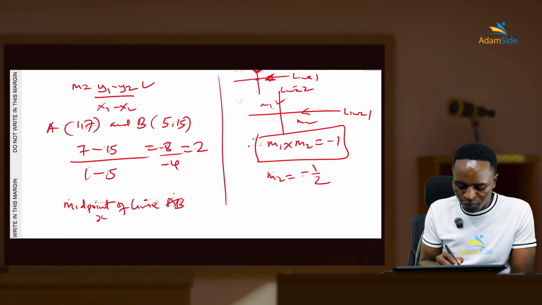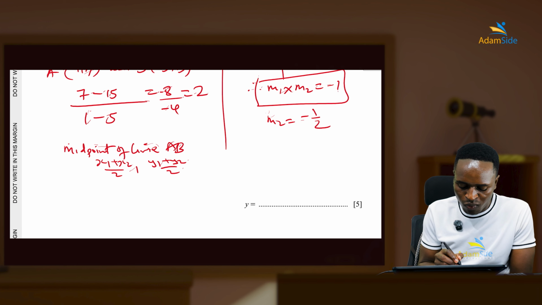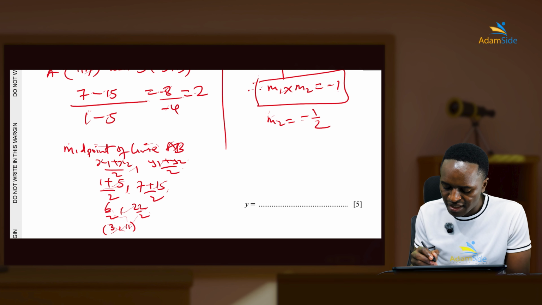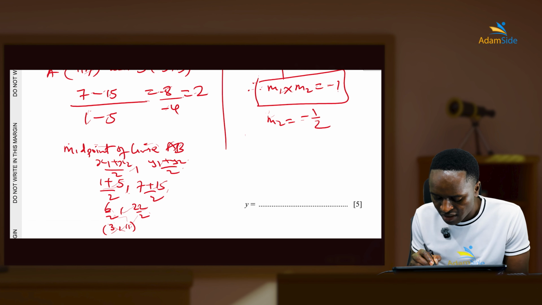We know the midpoint formula: x1 plus x2 divided by 2, comma, y1 plus y2 divided by 2. Now x1 is 1, so 1 plus 5 divided by 2, comma, 7 plus 15 divided by 2. So 6 divided by 2, comma, 22 divided by 2. Our answer is 3, because 6 divided by 2 is 3, and 11. So the midpoint is 3, 11. Therefore, we can now find the equation.